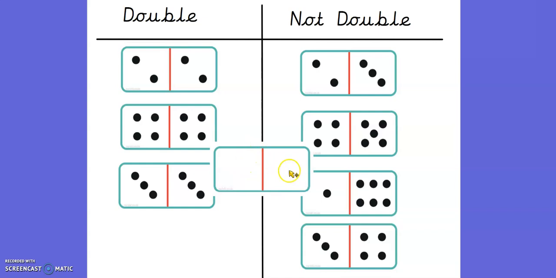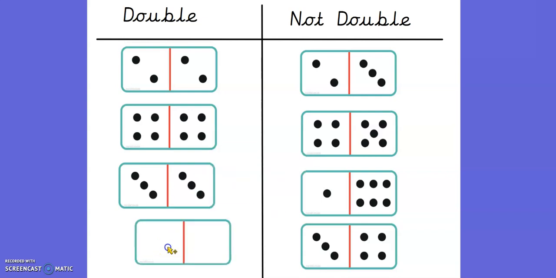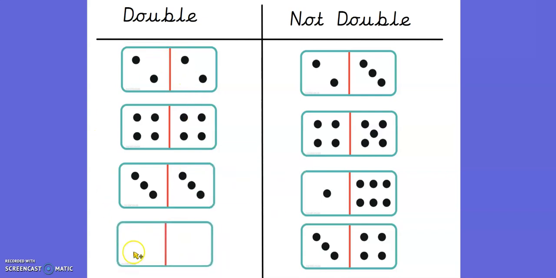What's this one if there's nothing? It'll be double 0. There are no dots. There's 0 dots on both sides, so it's double 0. Fantastic. So we've got our doubles and our not doubles.